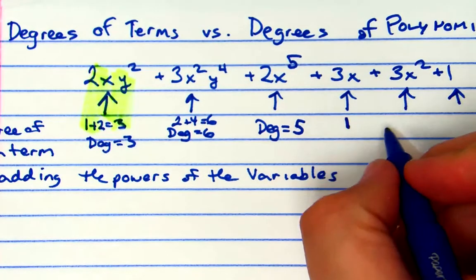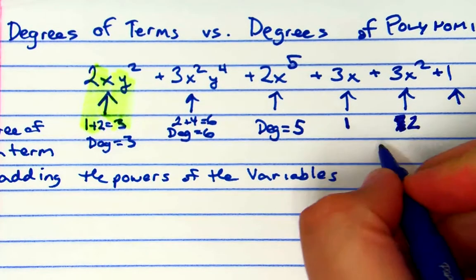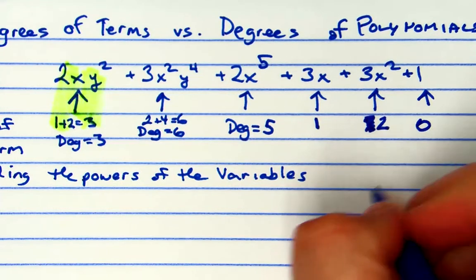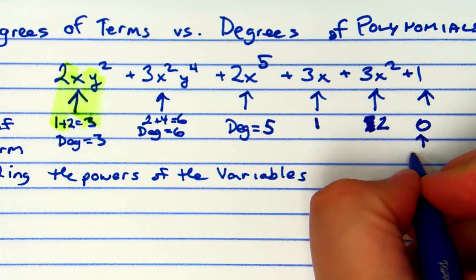X has a power of 2, so I'd get an x squared. So my degree is 2. There's no exponents here, so that's a 0. And whenever I see a 0, it's a constant.